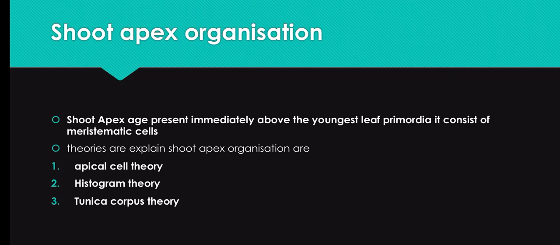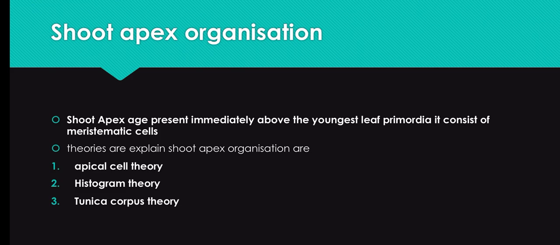Shoot apex organization. Shoot apex is present immediately above the youngest leaf primordia. It consists of meristematic cells. The theories explaining shoot apex organization are apical cell theory, histogen theory, tunica corpus theory. In apical cell theory, according to this theory, a single apical cell leads to development of the entire plant body.